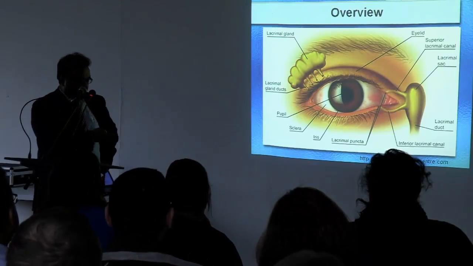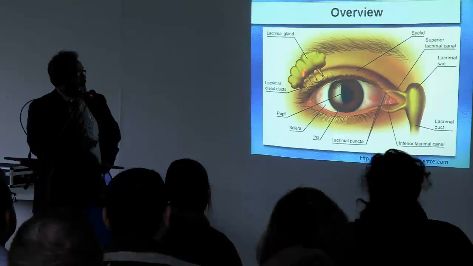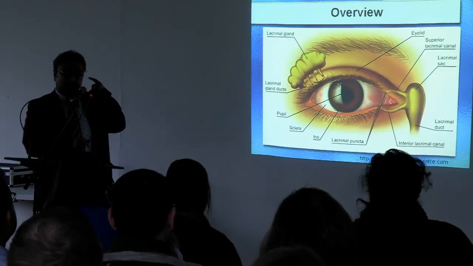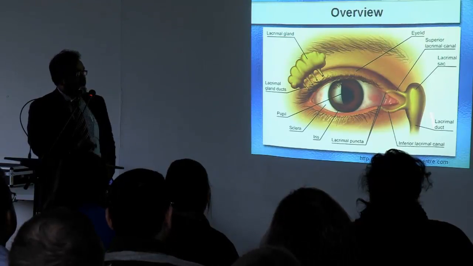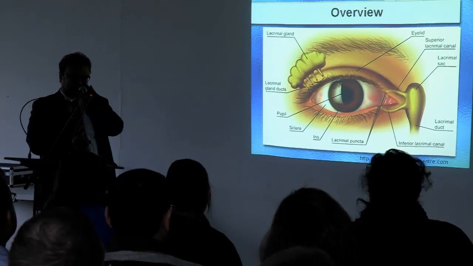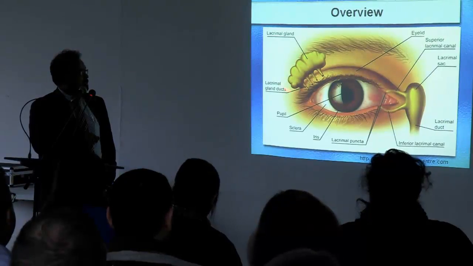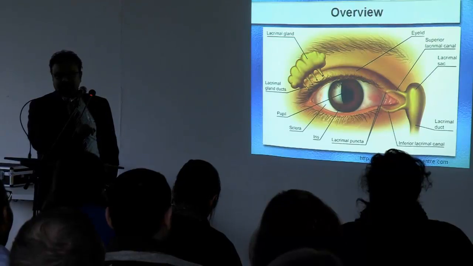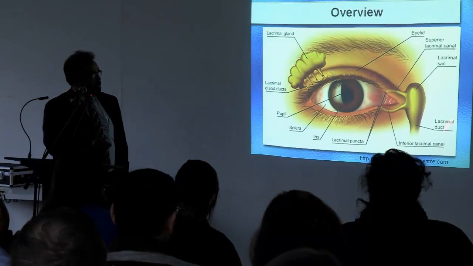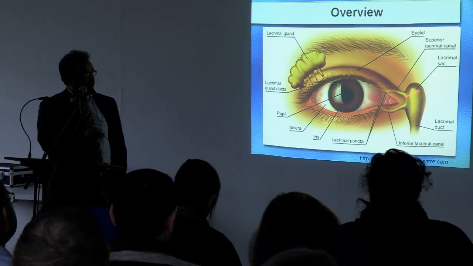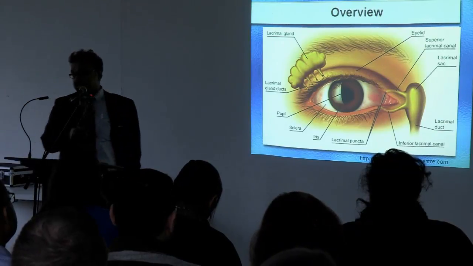So just a quick run through of the anatomy. The lacrimal gland is present on the outer side of the socket, whereas the sac or the drainage system is on the inner side of the socket. So if you see any swellings on the outer side, that's from the lacrimal gland system, whereas if there is a swelling there and if there is mucopurulent discharge from the inner side, then that's from the drainage system.